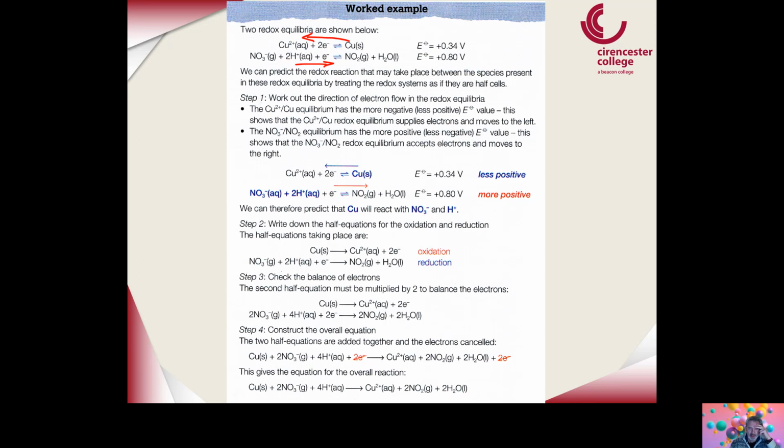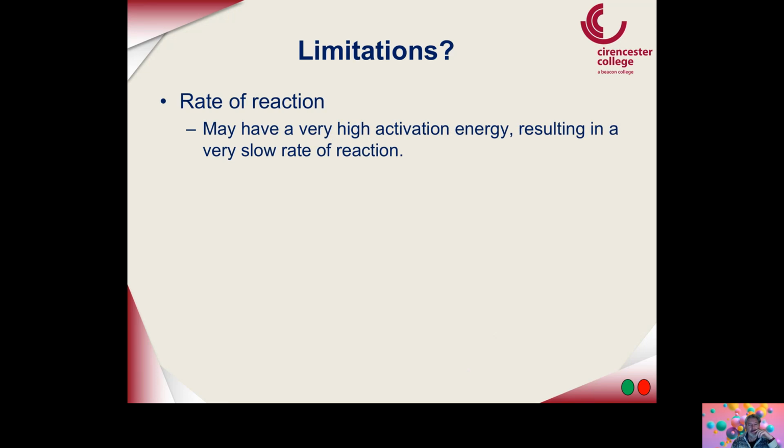So we need to multiply this one by 2. Then we construct the overall equation where we actually have to get rid of the electrons, and that makes sense. We balanced it, so we get rid of electrons, no electrons left over, and that gives us an overall equation for the reaction.